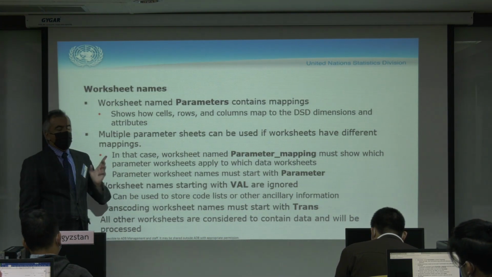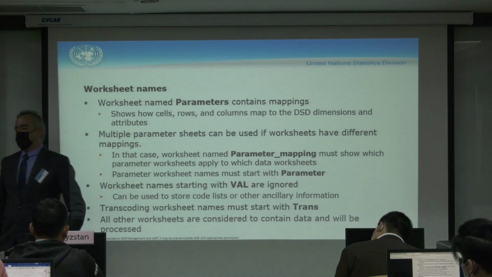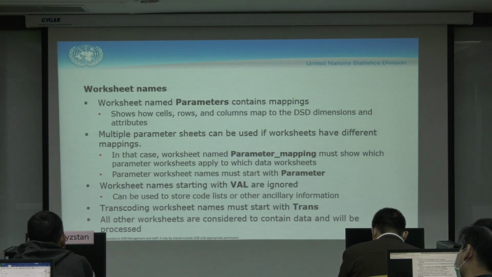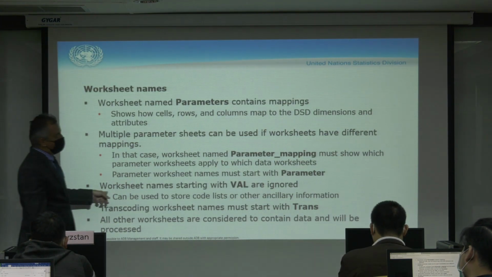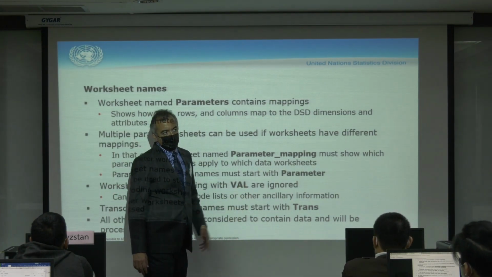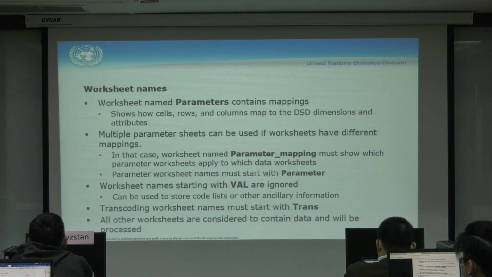In this situation, mappings are in the worksheet named parameters, and everything else is considered data unless its name starts with VAL. Worksheets whose name starts with VAL are not processed. That's when you have a single parameter worksheet.